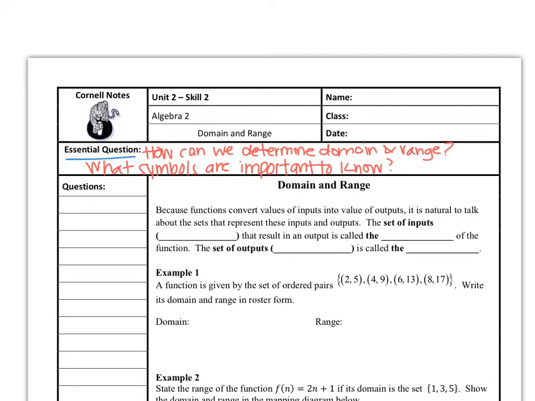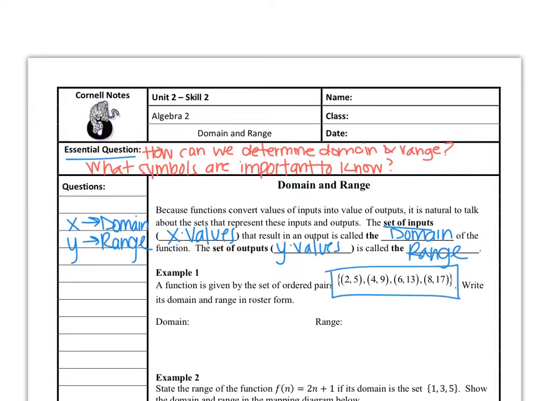So as a reminder, the set of inputs, which are your x values, that result in an output is called the domain. So domain is x. And the set of outputs, which are your y values, are called the range. A quick way that I remember that is the alphabet, just like I remember for one of the other skills that we've talked about before. X comes before y, so D comes before R. X goes with domain, y goes with range.